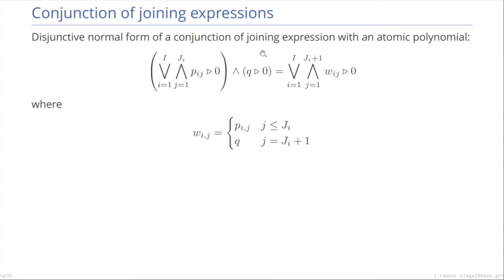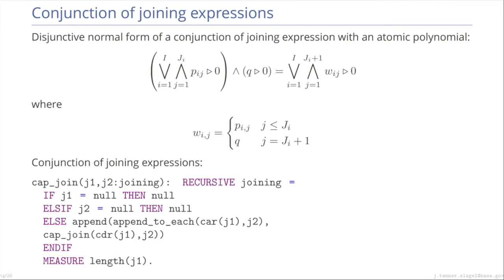What it really boils down to is taking this atomic polynomial formula and putting it inside this conjunction, adding it to each of the conjunctions at the very end. You're essentially appending that atomic polynomial formula to each of those conjunctions. Once you have that, you can use this repeatedly to find the disjunctive normal form of the conjunction of two joining expressions. And you'll see that this append to each function is exactly what this is doing.